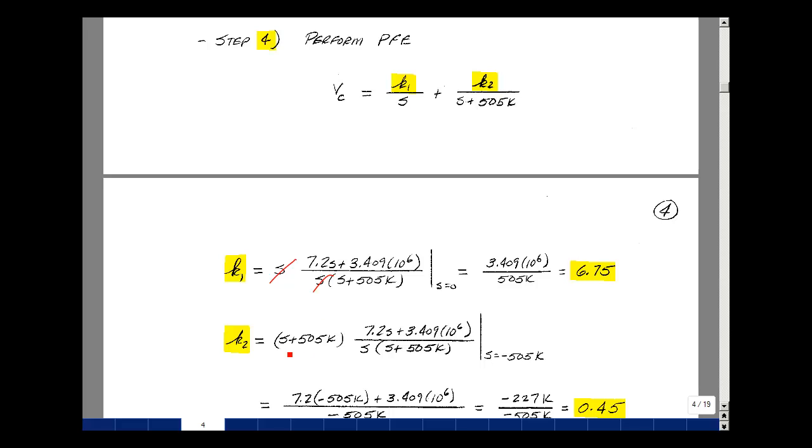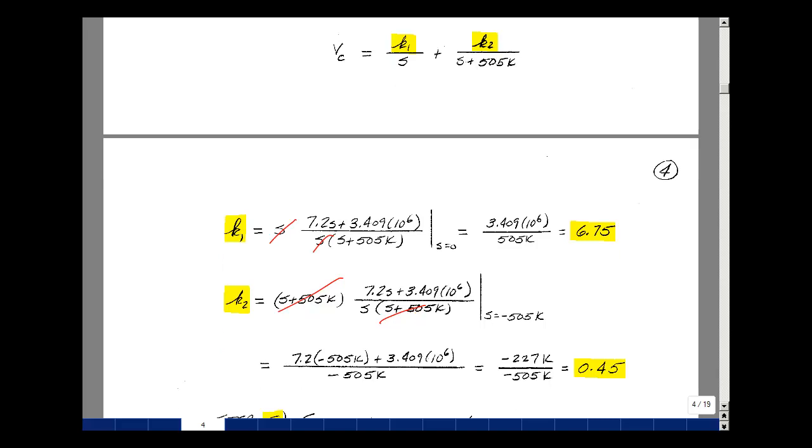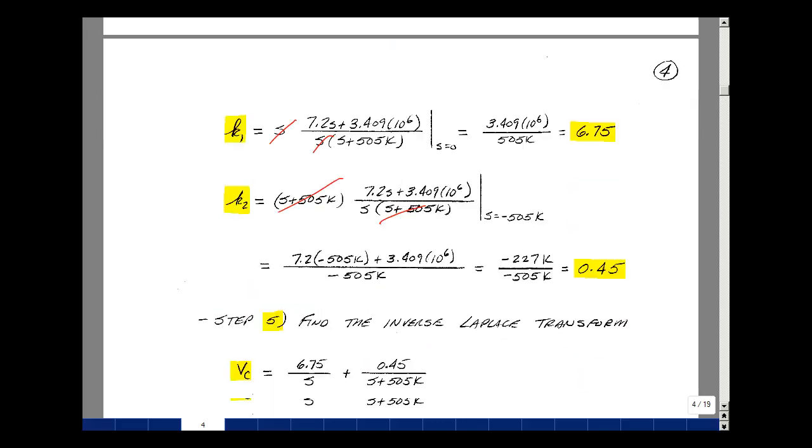Likewise, to find K2, we'll multiply by S plus 505K, our result of the sum of the two capacitor voltages, and then let S equal minus 505K. And again, we have a cancellation of terms. So I have 7.2 times minus 505K plus 3.409 times 10 to the 6th divided by minus 505K. That turns out to be 0.45.